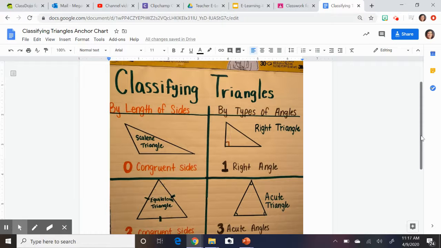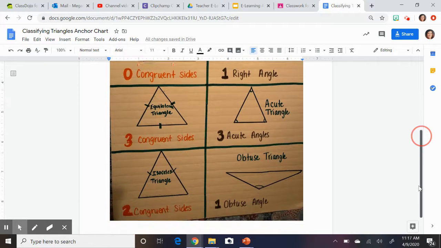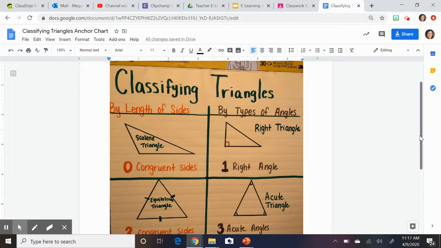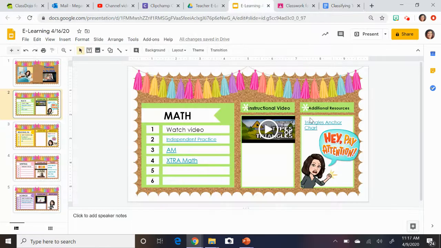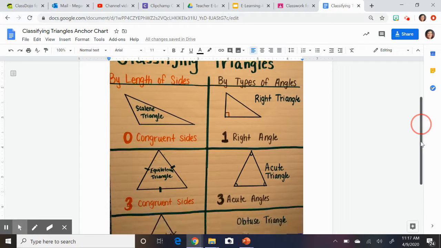Alright guys, so by now you should have watched the Number Rock video on triangles. I've also created an anchor chart just like I did with the quadrilaterals, and I've uploaded it to this document here, and there's a link on your Google Slides here that says triangles anchor chart, so you can access this as needed. So I have it broken down by lengths of sides and types of angles.